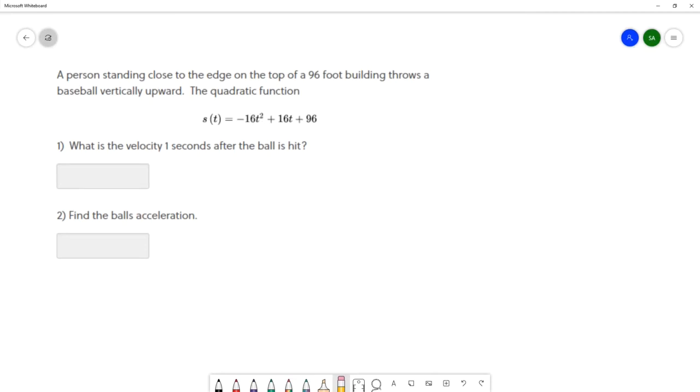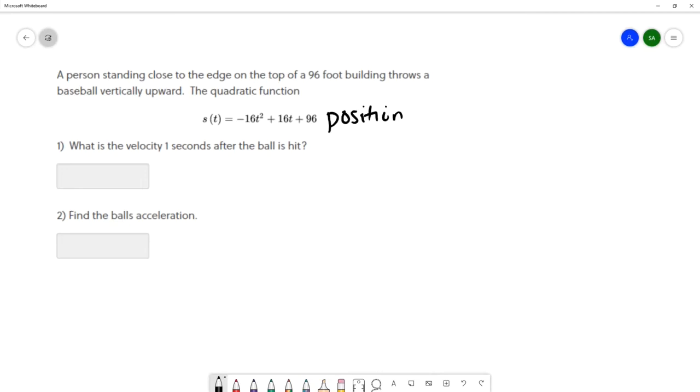What we want to do is find the velocity 1 second after the ball is hit. And this is a little bit confusing, this wording. We have throws and hits. So it's really 1 second after the ball is thrown. And we want to find the ball's acceleration. So this quadratic function, this is called the position function.